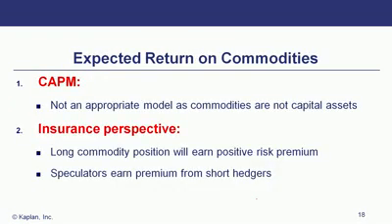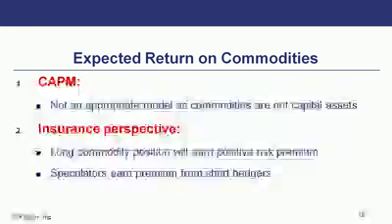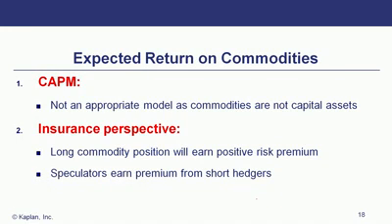Okay, and to wrap this up, let's think of expected returns. How do we calculate expected return on a futures contract or forward contract? Well, we could use the CAPM, except what? The C in CAPM stands for capital asset, right? Well, commodities are not, forward contracts are not capital assets. So since they're not capital assets, we can't use the capital asset pricing model.